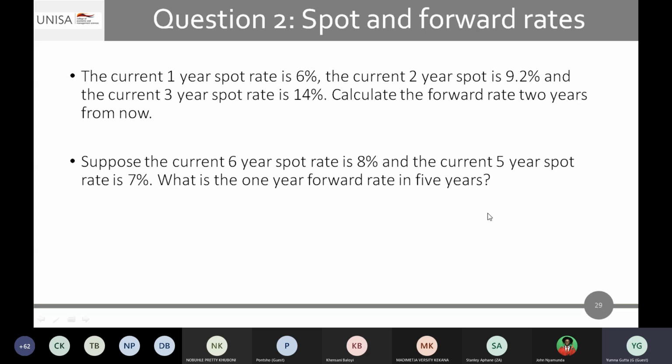Okay, we've already got quite a few answers here in the chat. And everyone's looking like they're on the same level. So at least we are covered with spot rates, with forward rates.